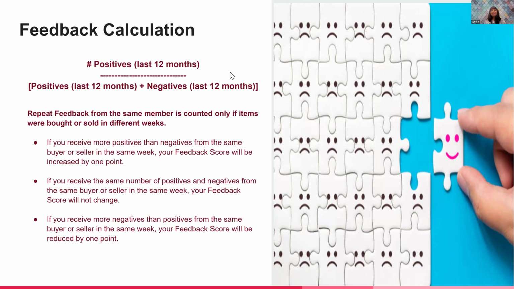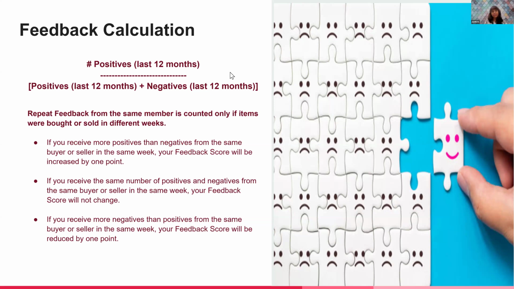eBay calculates a week from Monday to Sunday. So, if at any given time between a Monday and a Sunday there are multiple transactions done by the same buyer, and the buyer left you more positives than negatives, your feedback score will increase by 1. If you receive the same number of positives and negatives from the same buyer in the same week, there is no impact on your feedback score. Whereas if you receive multiple or a higher number of negatives than positives from the same buyer in the same week, that is Monday to Sunday, your feedback score will decrease by 1.